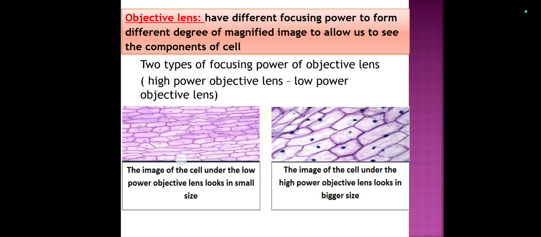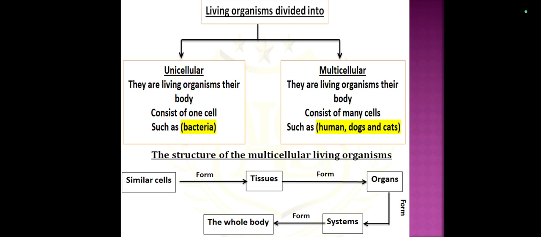Living organisms are divided into unicellular and multicellular. The word uni comes from the word unit, which means one. Unicellular is a living organism that consists of only one cell, like bacteria. And multicellular organisms consist of many cells, like humans, animals, and so on.